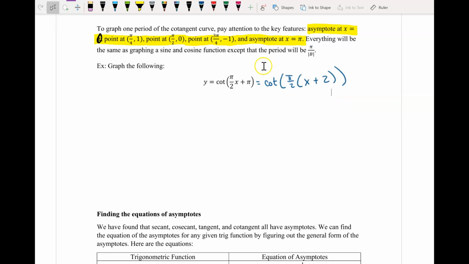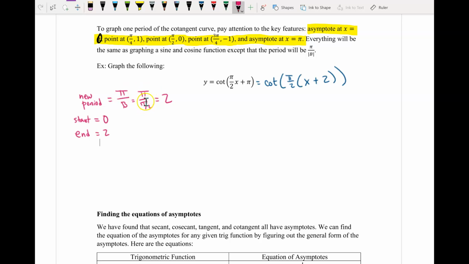All right, so now let's take a look at the period. The new period is going to be pi over b, which in this case is pi over pi over 2, which is basically 2. That means it's going to complete one full period from 0 all the way to 2. So my start asymptote is going to be at 0 because we're back at 0, and my ending is going to be at 2, based on what I have here.